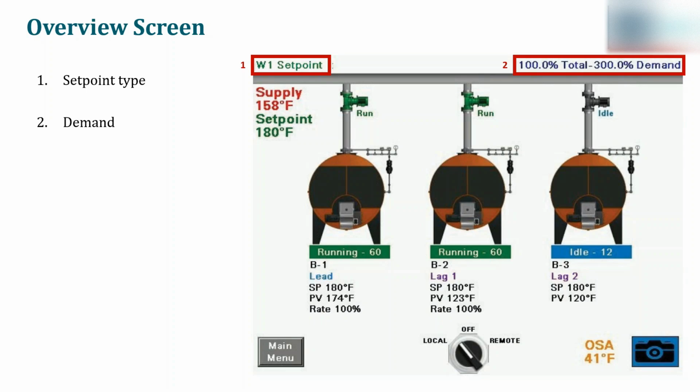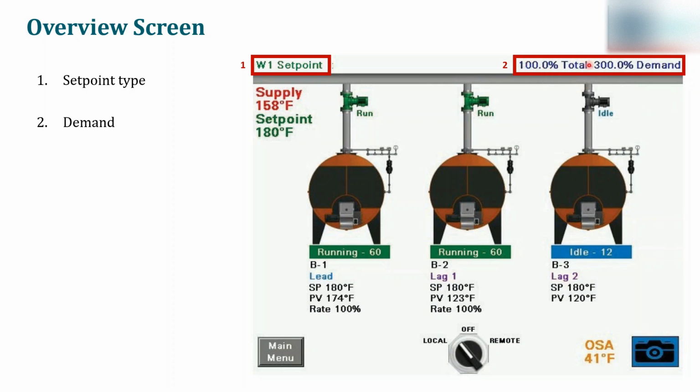We also have our demand in the top right corner here. The demand number is all the way on the right, and this is your demand percentage like we were just discussing. So we have a 3 boiler system, we can have a total of 300% demand. This screen right now is telling us that it's actually trying to turn on all 3 boilers at 100% firing rate because it has a 300% demand.